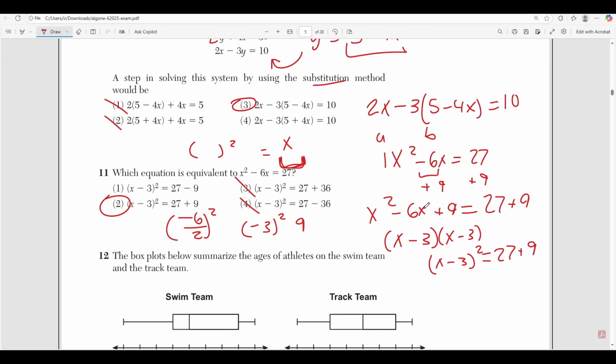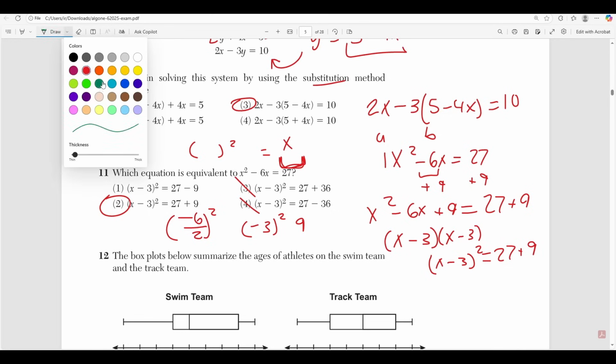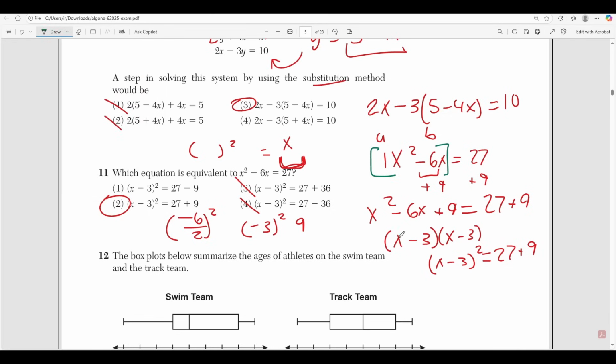So the whole purpose of completing the square is to add a number to both sides of the equation that allows you to group one side underneath a parentheses squared. Because we added 9, we were able to make x squared minus 6x plus 9 factorable, because we wouldn't be able to naturally factor x squared minus 6x. We have to have a whole number there. So adding b over 2 squared always guarantees that you have a number that will make this factorable. Because we added 9 to one side, we have to add it to the other side, which lands us with choice 2.